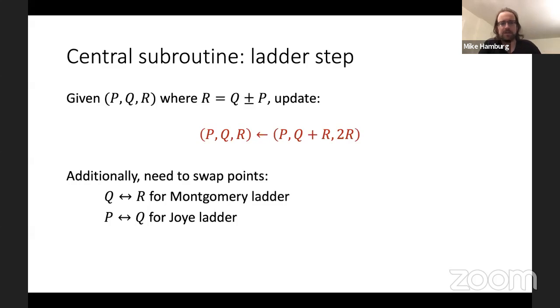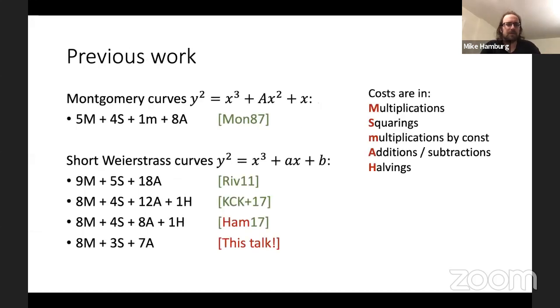The representations of the points in the state, you could use some weird representation of these 3 points. It doesn't have to just store the X and Y coordinates of each one, but you do need to be able to swap them. So the representations of Q and R have to be the same for the Montgomery ladder, and P and Q have to be the same for the Joye ladder. There's been a lot of previous work in this area. It's well known that this is fast on Montgomery curves, but it's slowly been improving over the past decade or two for short Weierstrass curves.